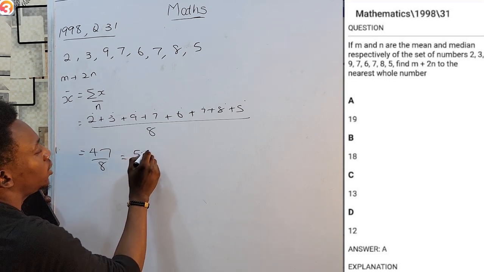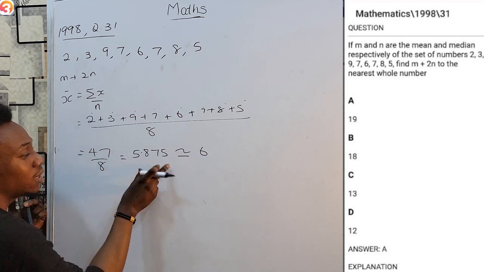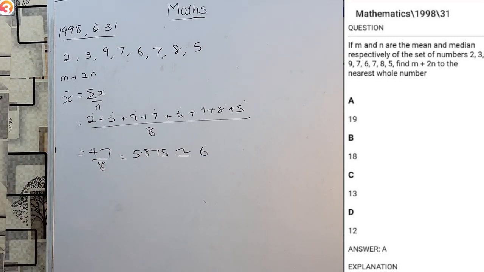I'm getting 5.875, but the nearest whole number here must be 6. So I'll leave my mean as 6. That means M is 6.